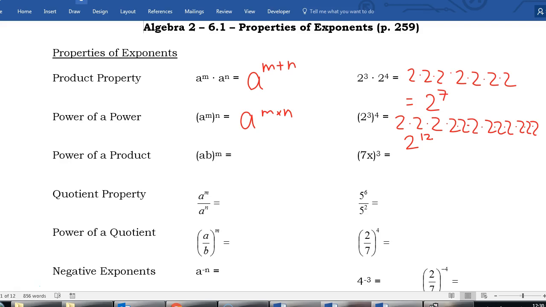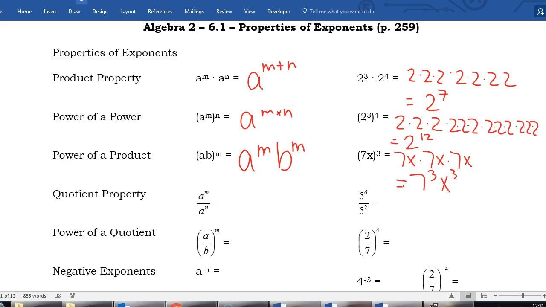Power of a product is kind of like the distributive property, where everything inside your parentheses gets the exponent, not just the last thing. So in expanded form, 7x to the 3 means I have 3 groups of 7x. But if you notice, that means I have 3 7's and I have 3 x's. So I could simplify that with 7 to the third and x to the third.